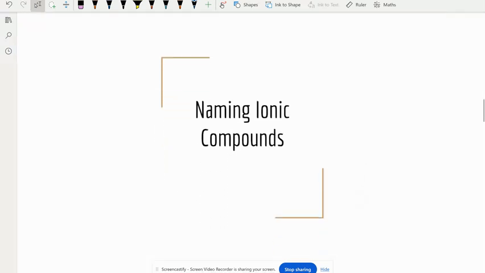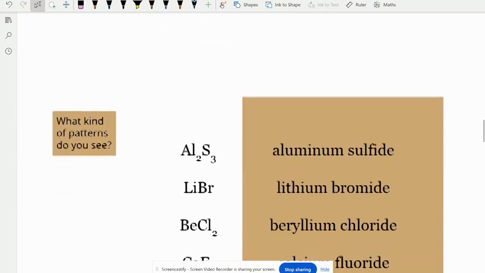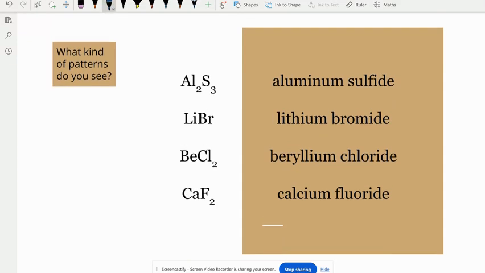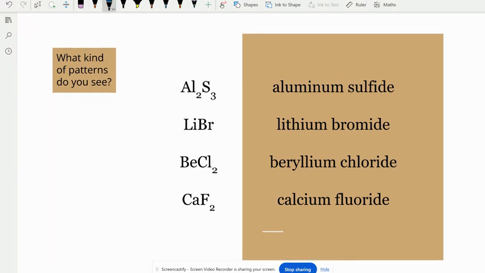Alright, on to the actual naming. Here I have some examples of simple ionic compounds. We call the left side the chemical formula. It's written with the chemical symbols. Let's write that. Chemical formula. We call the right side the chemical name.